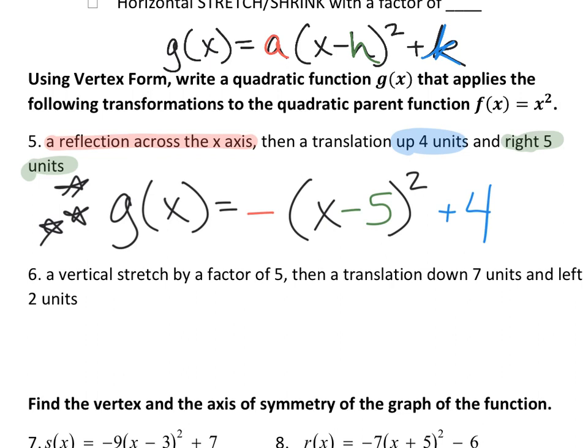Try the next one. Okay, now number 6. Here, I'll do the opposite of that. It says g of x equals x.